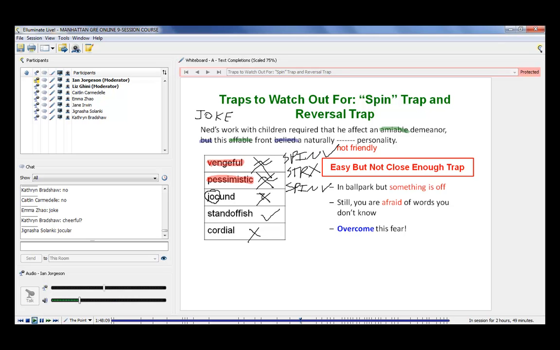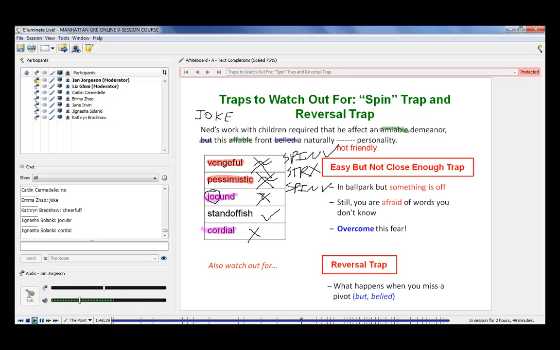And then the other big trap that I wanted you guys to see in this is the reversal trap. And the reversal trap is you miss a pivot and you pick the exact opposite of the correct answer. So the 2 answers here that are reversal traps would be jocund and cordial, right? Both of those kind of make sense as working with amiable and affable. And so if we miss a pivot, we could get sucked into one of these problems. So 2 good traps to watch out for.